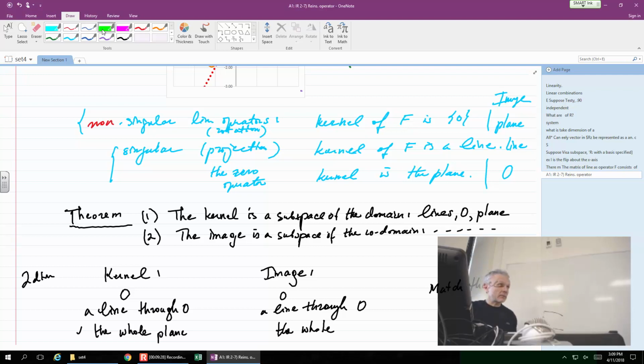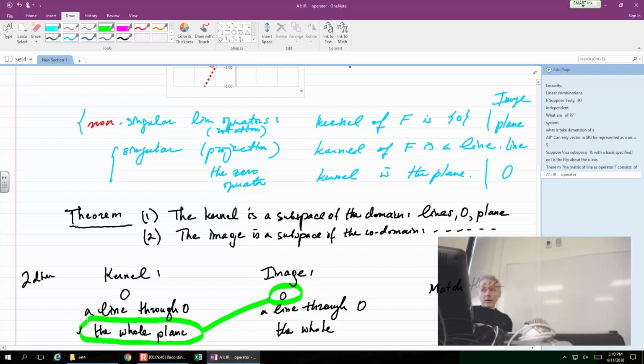So what about the image then? If the whole plane is the kernel, what's the image? Everything goes to 0. What is the image? 0. Okay, here it is. That's the match. And if the image is 0, that means the kernel is everything, right? So it goes both ways. So they're matched. So if one, then the other, we'll already know that there will be fewer than 9 cases. Okay, so can you suggest anything else?